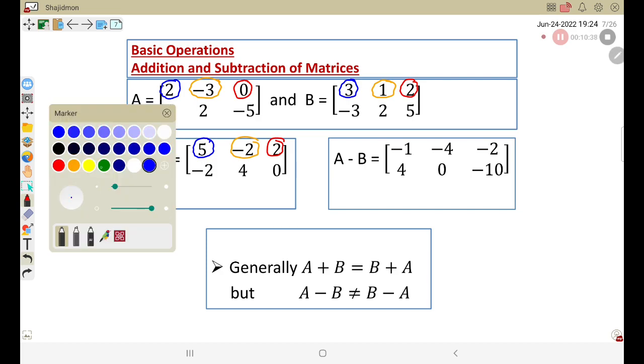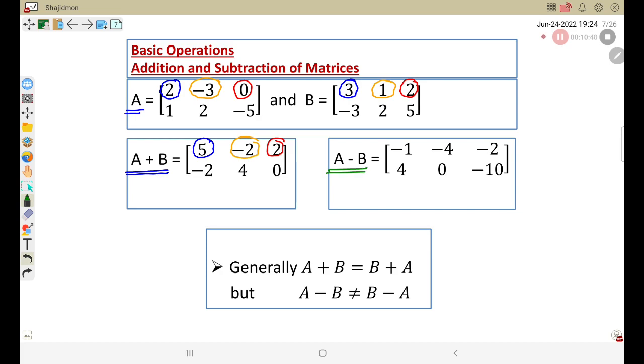Now in the same way we can define what is the A minus B matrix. A minus B matrix equals, just subtract the first number with the first number, 2 minus 3. 2 minus 3 means minus 1. This is the first number here. Second number with the second number, minus 3 minus 1, that is minus 4. That is the second number here. Third number with the third number, 0 minus 2, that means minus 2. That is the third number here.